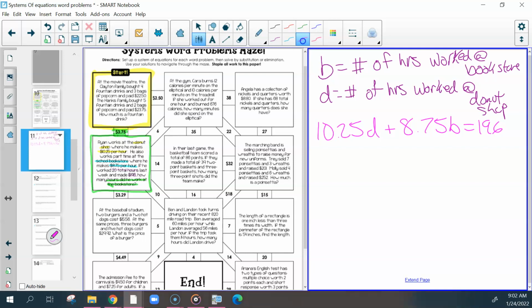And then how would we set up the other one? B plus D equals 20. Because 20 is the total number of hours he worked. B and D are both representing hours, so we can put those together.